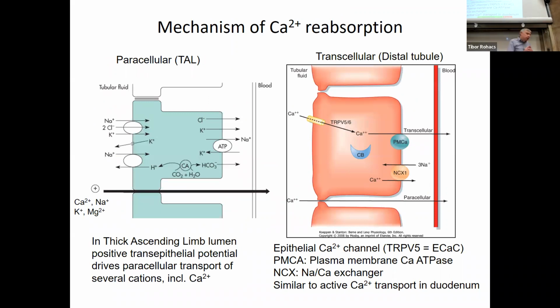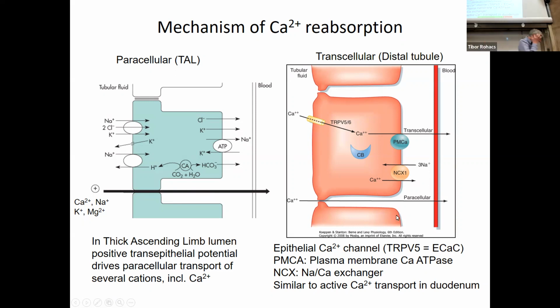So these are the two mechanisms of calcium reabsorption. The thick ascending limb we already discussed. This is where you have the sodium potassium 2 chloride cotransporter and the counter movement of potassium, which generates the positive lumen. And the positive lumen is a key driving force for calcium, sodium, potassium, and magnesium reabsorption. Among these, really, calcium and magnesium are quantitatively important, basically. And this is one way for reabsorbing calcium.